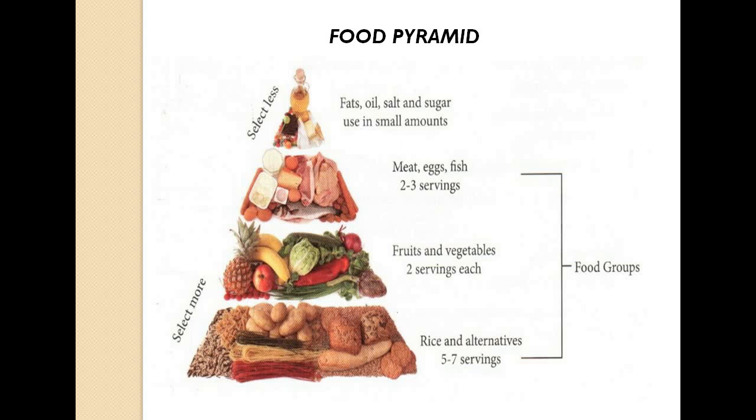Milk, egg and fish are the resources of protein, and you should add 2 to 3 servings in your diet, and fats, oil, salt and sugar should be used in a small amount. It means in every meal you should add fat in the least amount.